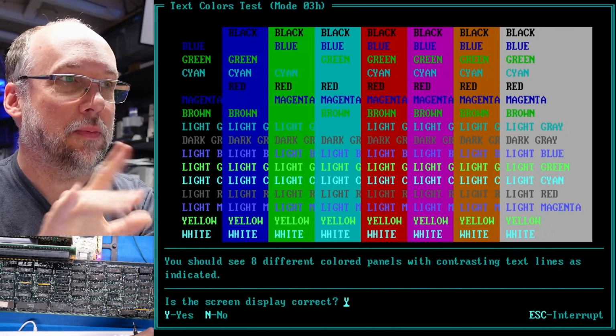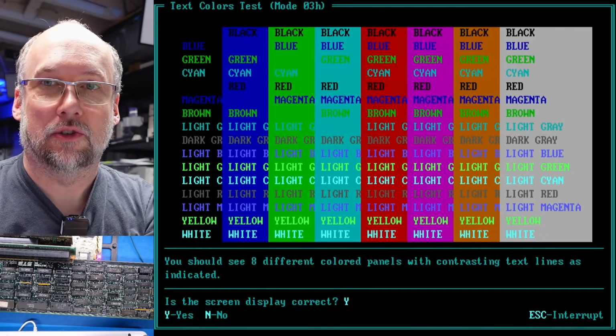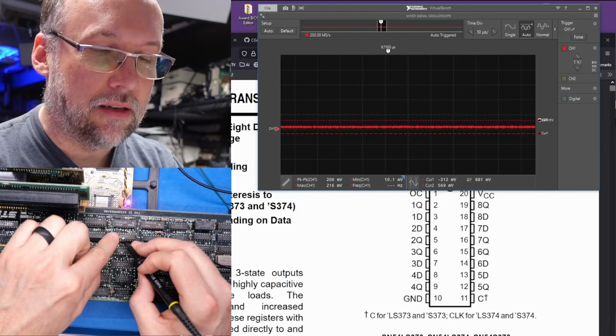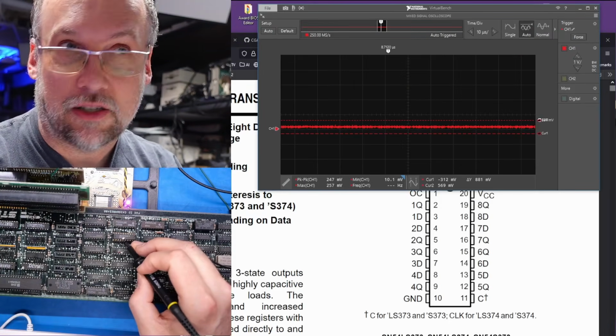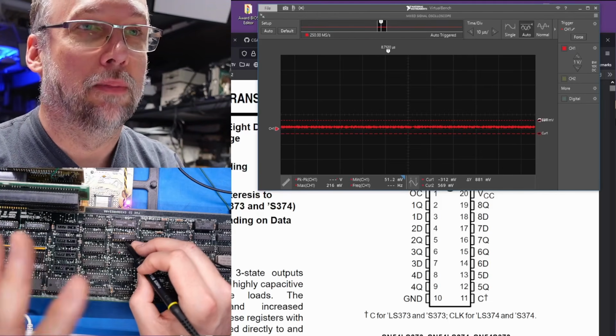Okay, now we have the text pattern up here. Let's look at what the signals look like now. Okay, so double checking, that's the output going to the attribute bit, the mux or whatever. It's stuck at ground, so that's why we're getting the blue text.